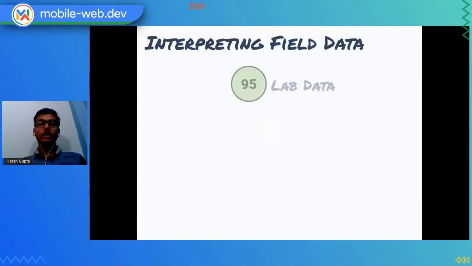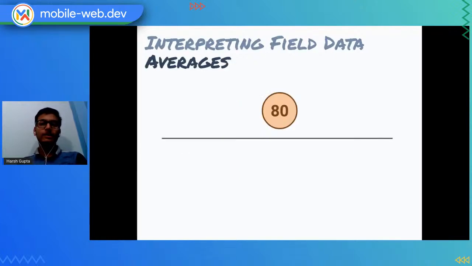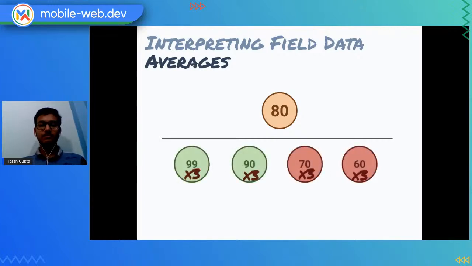If we go to interpreting the field data, let's assume the lab data is 95: on my machine, web.dev has a 95 score. On the field data, most of the time it has a good score, which is 93, in the 90s. In 20% of the data we have scores from the 80s, and only 10% of the data is in the 60s. So the average we got is 80, which is not good.